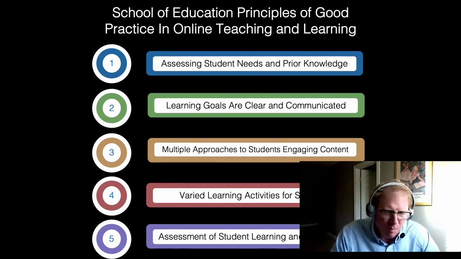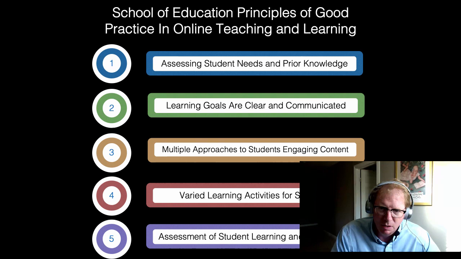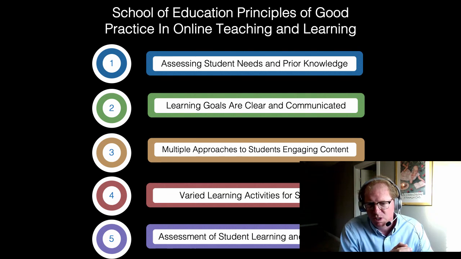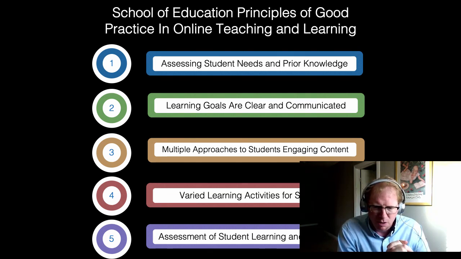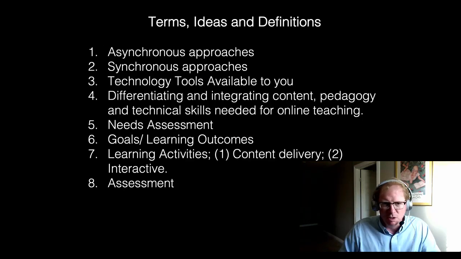I want to first begin by reminding you that these are five core ideas about what it means to do good online teaching and learning practices. These are principles of good practice, derived from theoretical instruction and research on online learning, and also learning in general. It begins with understanding where students are, communicating clear learning goals, both for a class and for individual sessions, having multiple approaches to students engaging content, making sure that you have varied learning activities, and we're going to give examples of these as I go along here. And then assessment, making sure assessment is present, so you're gathering feedback about how students are experiencing your class and what they're learning as you go along.